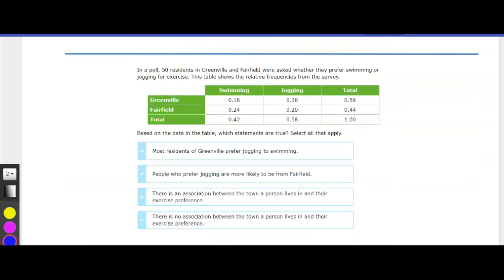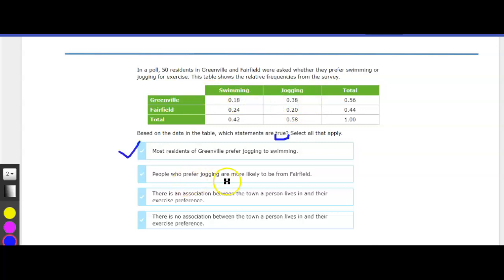All right, last one. For this one, it actually gives you the relative frequencies, those decimals that we've already talked about. So you'll just need to know that this is like 18%, this is 24%, 42%, and again, remember your grand total is always 100%. That's why it looks kind of weird right here. And then you would need to go and answer the questions, and for this one it says true. So residents of Greenville prefer jogging to swimming. So here's Greenville. Jogging is higher, 38% is higher than swimming, so that would be a yes.